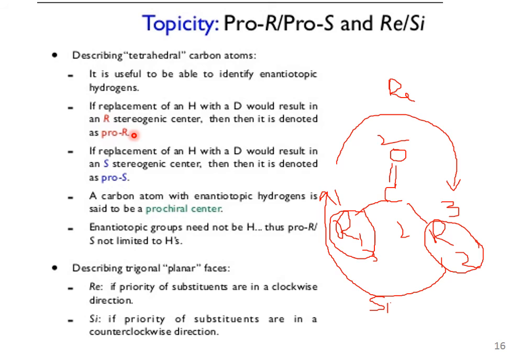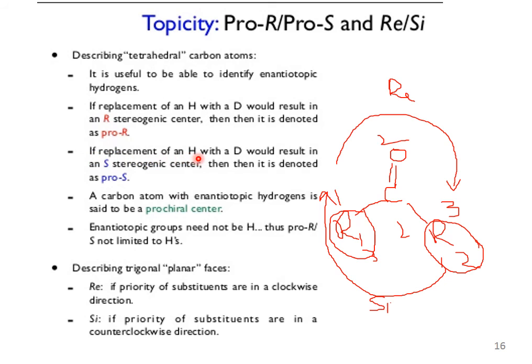The prochiral center can be called pro-R or pro-S, and Re or Si. A carbon atom with an enantiotopic hydrogen is said to be a prochiral center.